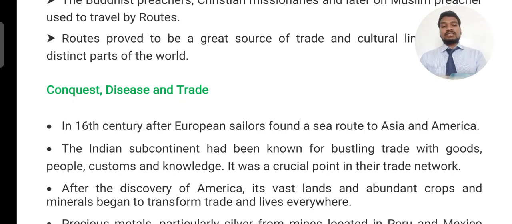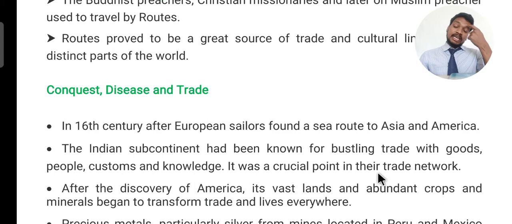There they started to get information, and also they started to have a link with all these continents. The Indian subcontinent had been known for bustling trade in goods, people, customs and knowledge. It was a crucial point in the trade network.